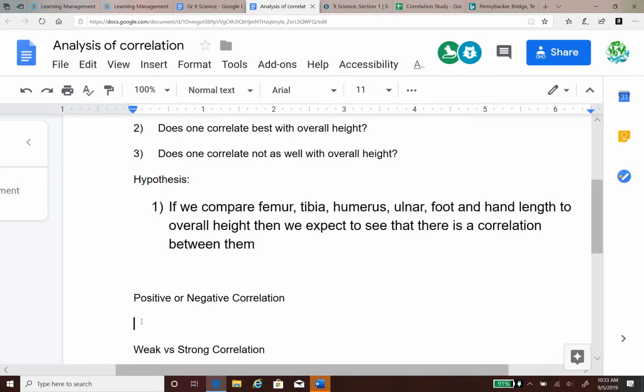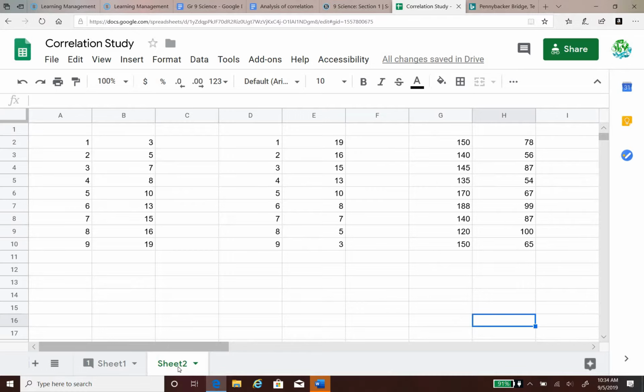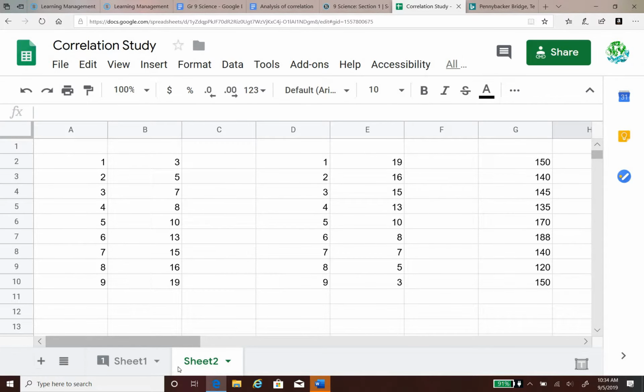So let me show you what I mean by that. I'm going to jump to some numbers that I just made up. They don't mean anything. I just made up these numbers. First I'm going to show you the difference between positive and negative correlation. Then I'm going to show you the difference between strong and weak. So let's look at these 2 sets of numbers. Is it blurry? Can you see this? It's okay.